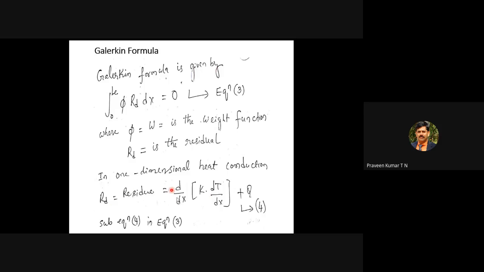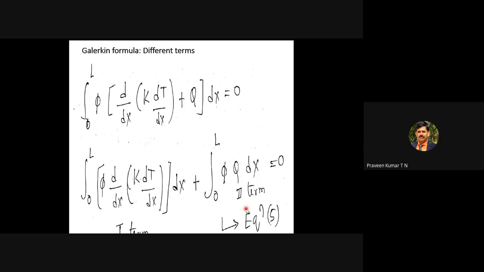Now the residual is known. Then you have to substitute all those things. Now residual is equation 4. So now we have integral from 0 to L. Instead of writing dLe every time, I have written 0 to L, the length of the element. Phi into, this is R. This complete term within the square bracket is R, into dx, that is equal to 0.